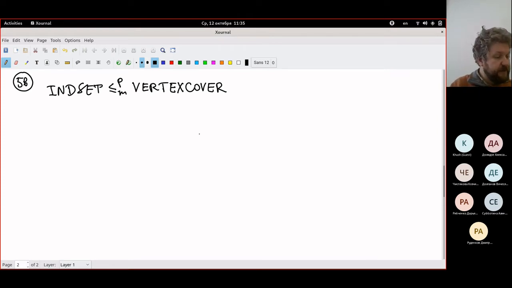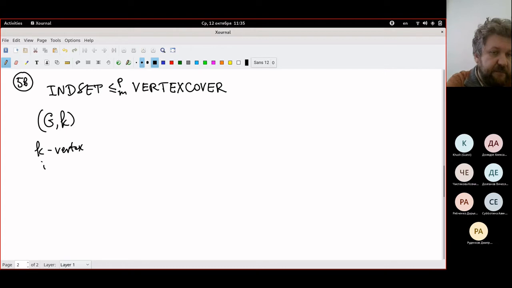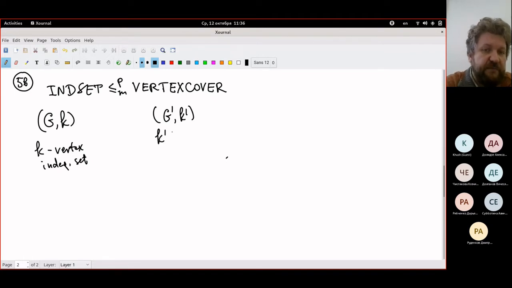Okay, so let's recall it. For independent set, you're given G and a number K, and you are trying to find whether there is a K-vertex independent set, which means K vertices which are not connected in G. That is the algorithmic question. And for vertex cover, you will have some G prime and K prime, such that there is a set of K prime vertices which cover all edges.